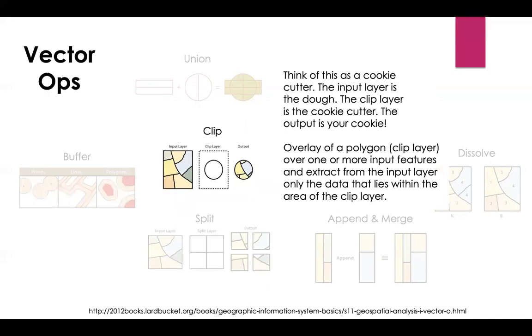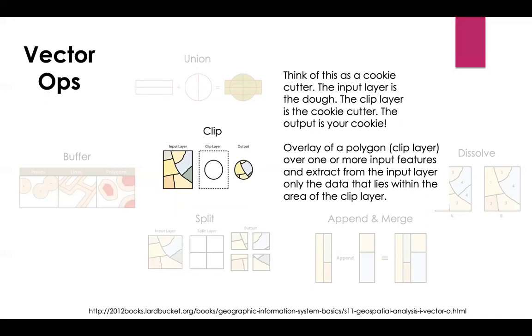Next is clip. This is what I call the cookie cutter tool. Here, the input layer is your dough, your clip layer is your cookie cutter, and your output is your cookie. Your clip layer always needs to be a polygon, aka a cookie cutter can't be a line. You're really just making weird cookies if that's the case. But your input layer, on the other hand, can be anything: points, lines, or polygons.